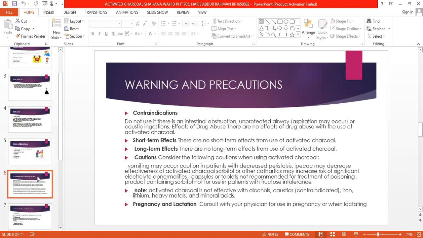It is not effective with alcohols, caustics, iron, lithium, heavy metals, and mineral acids. For pregnancy and lactation, you should consult your physician.